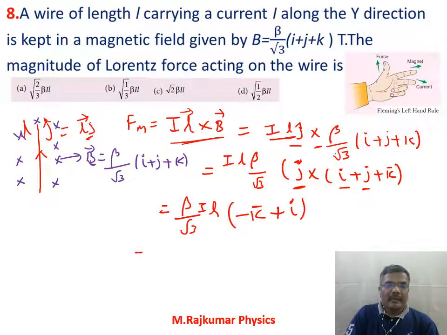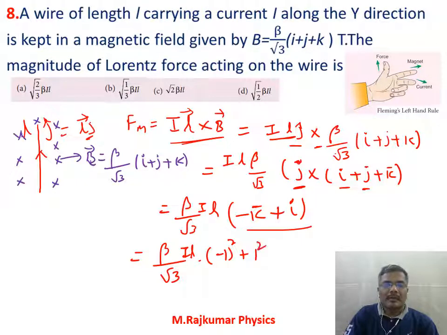So now if I find out the magnitude of this vector, that will give the final answer. So beta by root 3 I L into the square root of minus 1 square plus 1 square. So this will become root 2.